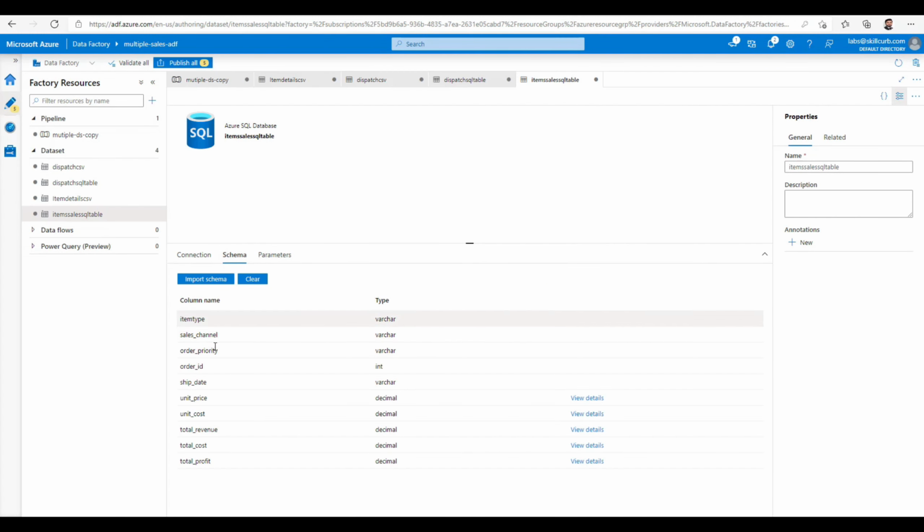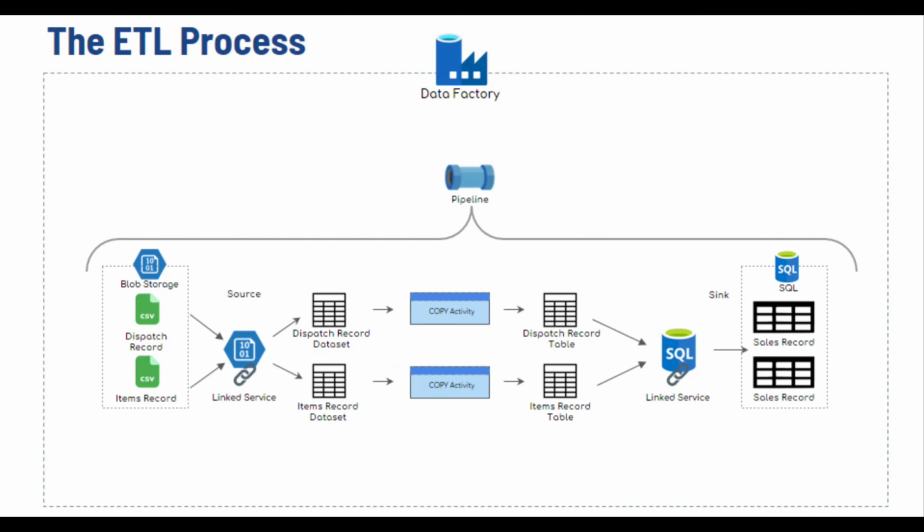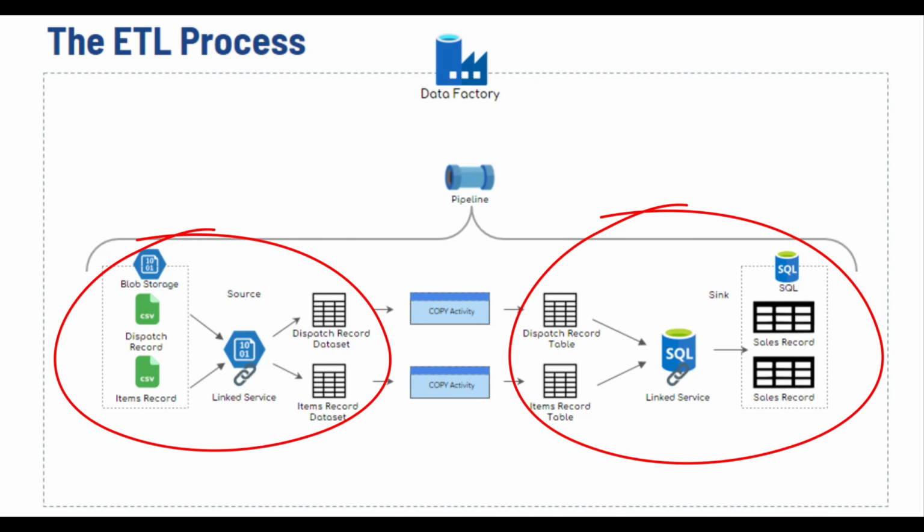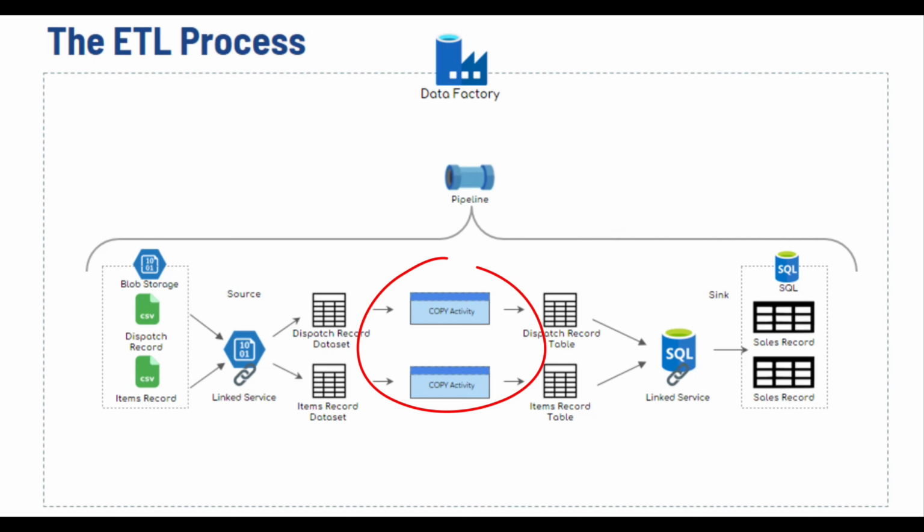Alright, so you can see that the schema is successfully imported for our other table as well. With reference to this flow diagram, we have done these two parts. Next, we need to create the copy activities and then copy the data from the storage to the tables we created. We will be looking at this part in our next lab session.